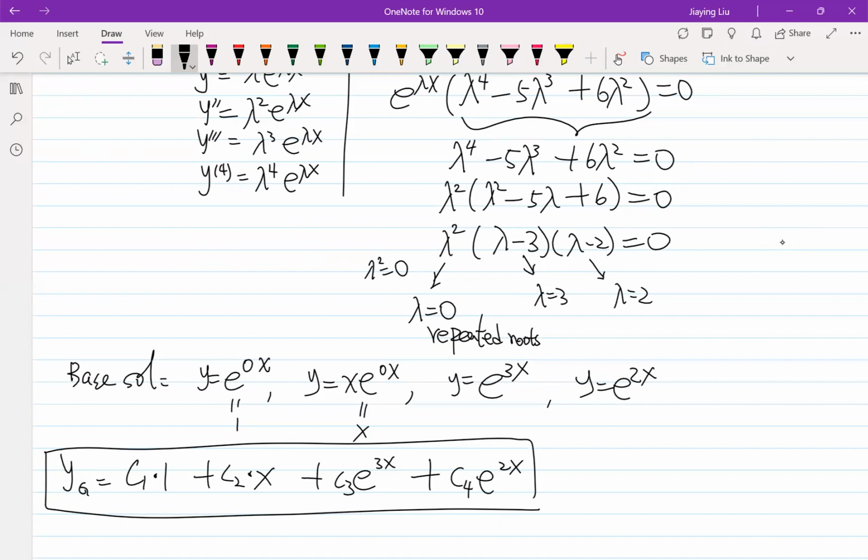If we have a higher order, we're just going to end up with more base solutions that we could solve for from the characteristic equation. But the approach is really the same as what we did with the second order differential equation.